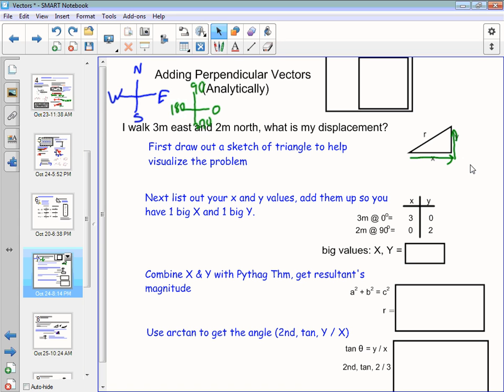My big values here, my big X and my big Y. Well, I'm going to add up all my little X's and get my big X. This one's easy to do. I'm hoping people realize that. What's 3 plus 0? What's 0 plus 2? 2. Awesome. There's my big X and my big Y.